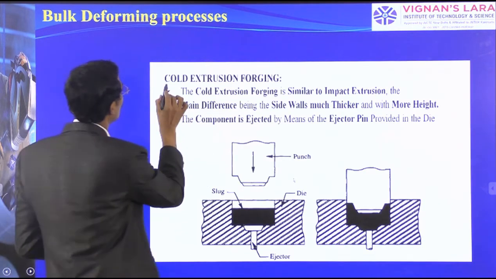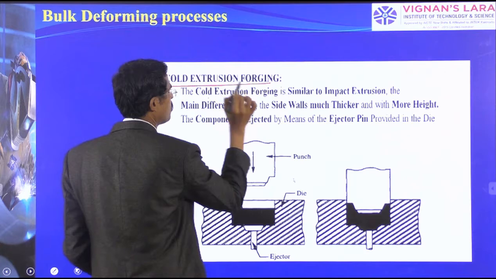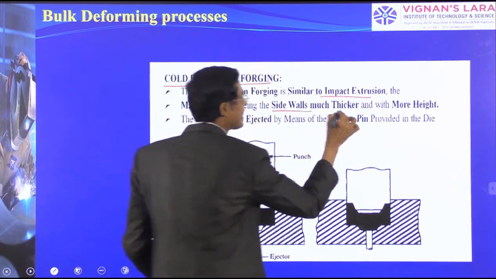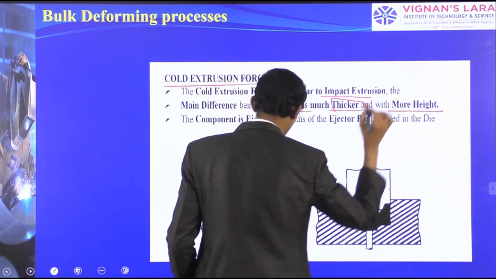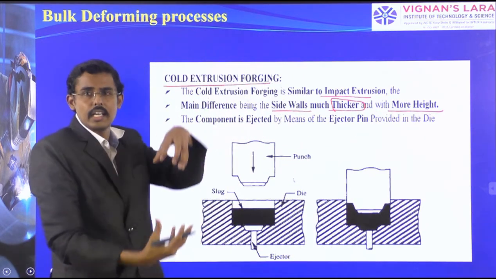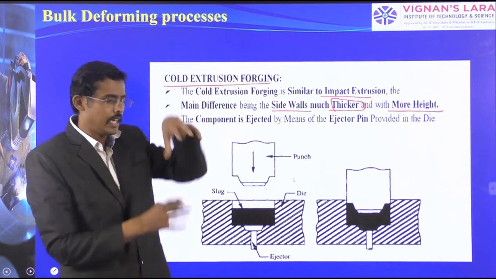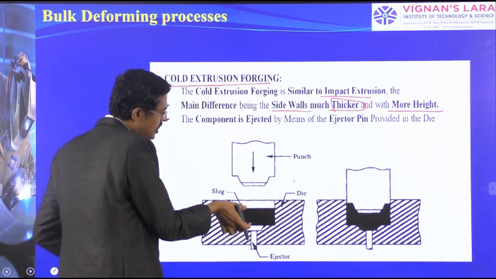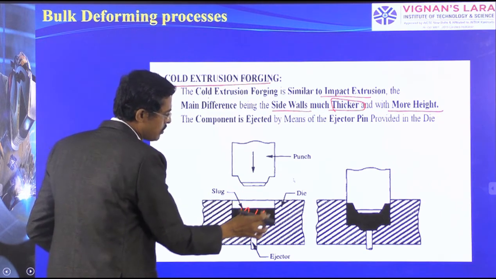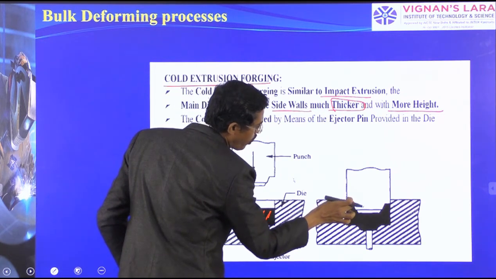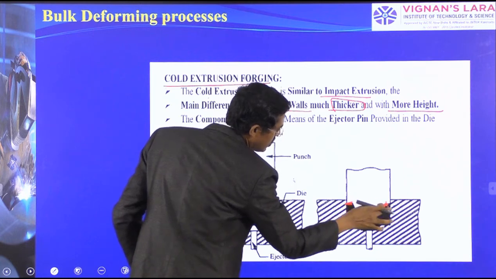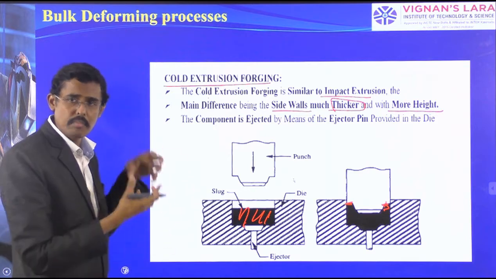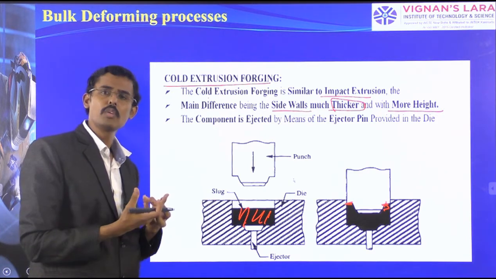Now I have taken the cold extrusion process. Cold extrusion forging is similar to impact extrusion. The main difference is that the sidewalls are much thicker than the height. So here I am not creating a lengthy object. Instead, I am creating a broad, thicker object. The large thickness has been kept here, and the final product also becomes thick. So with such a pressing action with cold, same aluminium, the object is going to become thicker.